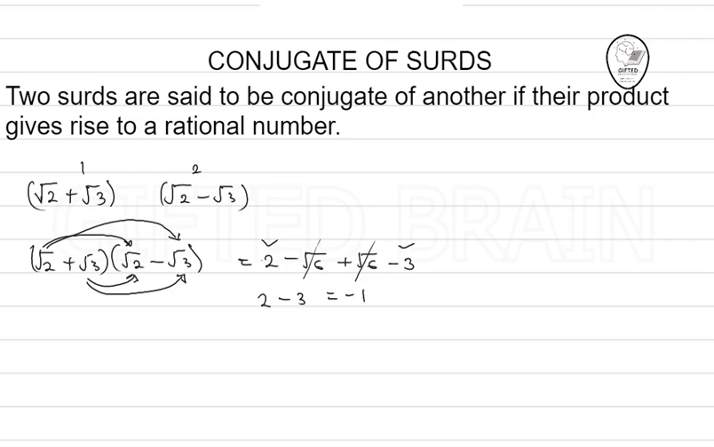You see that we now have a rational number. So if I ask you what is the conjugate of root a minus root b, for instance, the conjugate of this is root a plus root b. It's as simple as that. Whatever, when multiplied with that surd, makes it a rational number is the conjugate.